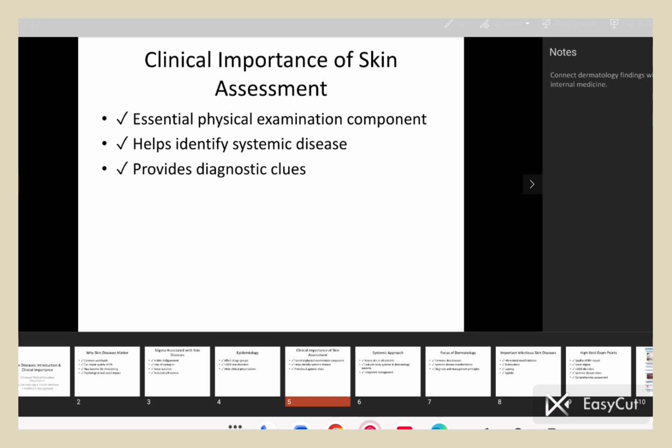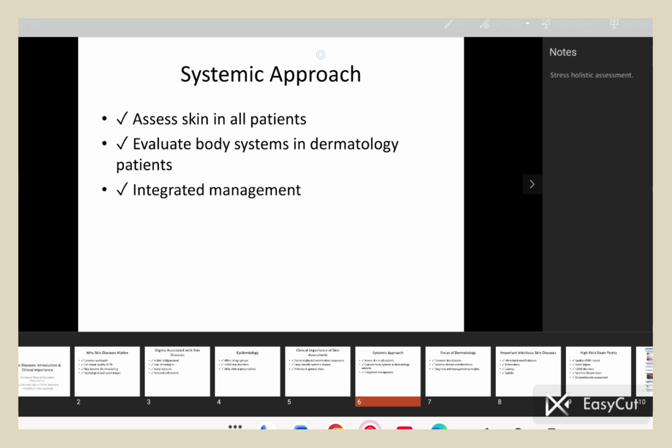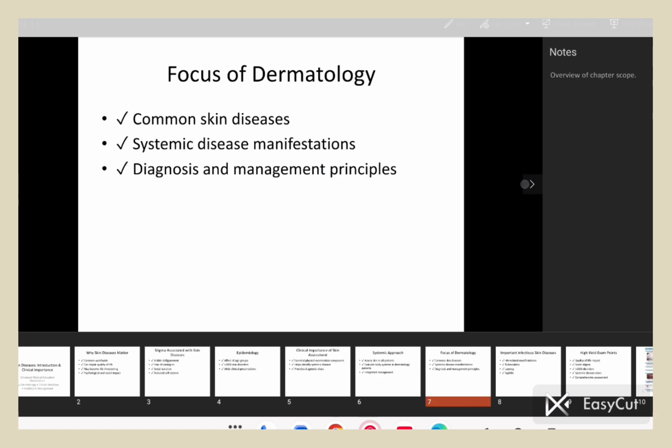What is the clinical importance of skin assessment? Skin assessment is very important as it is an essential physical examination component. It helps identify systemic diseases. It provides diagnostic clues to other diseases. Now we have to follow a systematic approach, which means we have to assess the skin in all patients, evaluate body systems in dermatology patients, and use an integrated management approach.